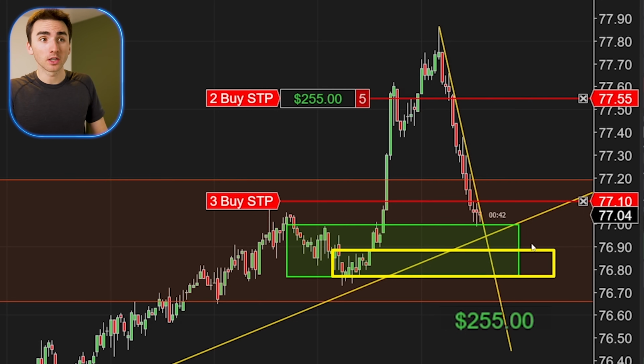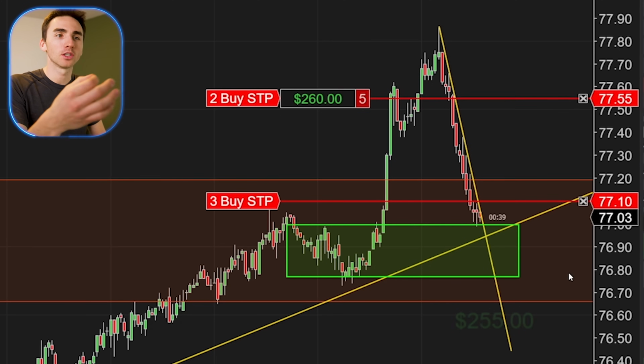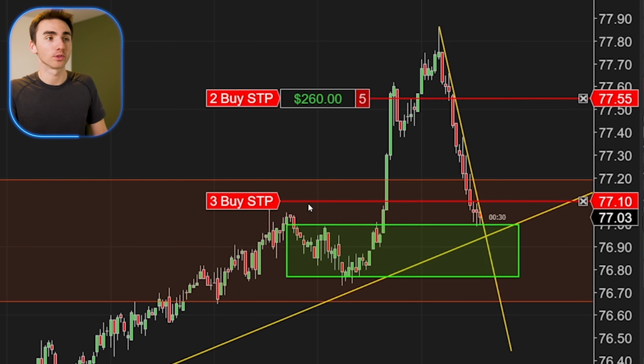I have a good understanding of how these move. I don't have a good understanding of how they move after, but that's okay, right? You only need 1 or 2 patterns to be consistently profitable trading. And so this is my pattern. And for me, I liked the idea of scaling out of my trade.